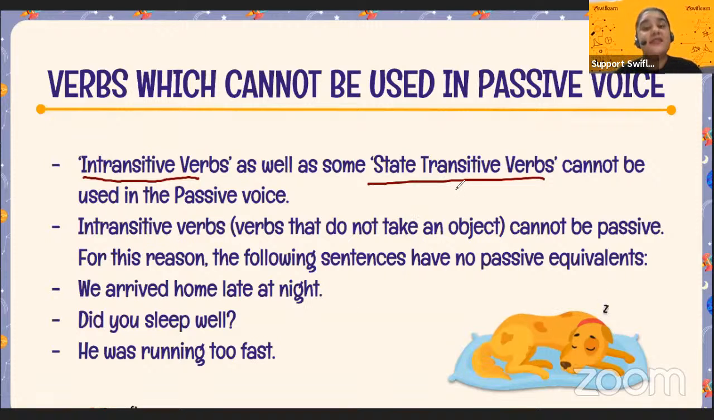State transitive verbs are those which describe the state of being. Like if I say, he likes playing tennis. Or if I say, do you hear music? Nikki loves watching pigeons. So here we are using state transitive verbs. Clear? Let's move to the next part.